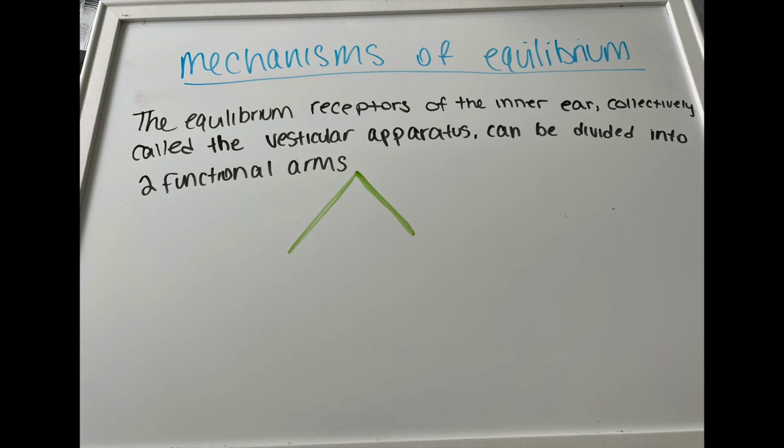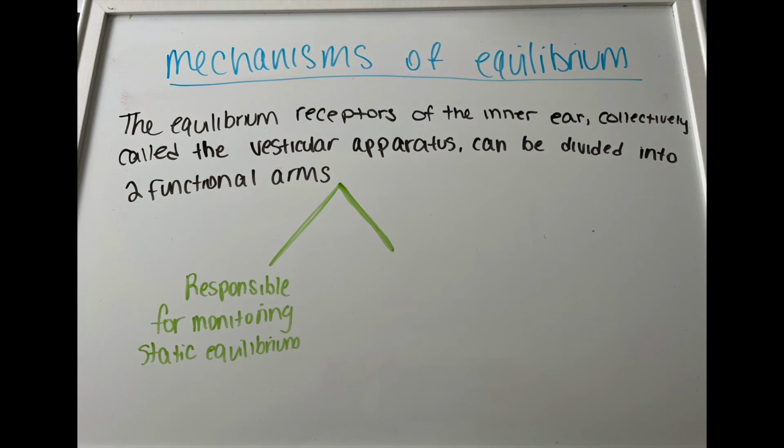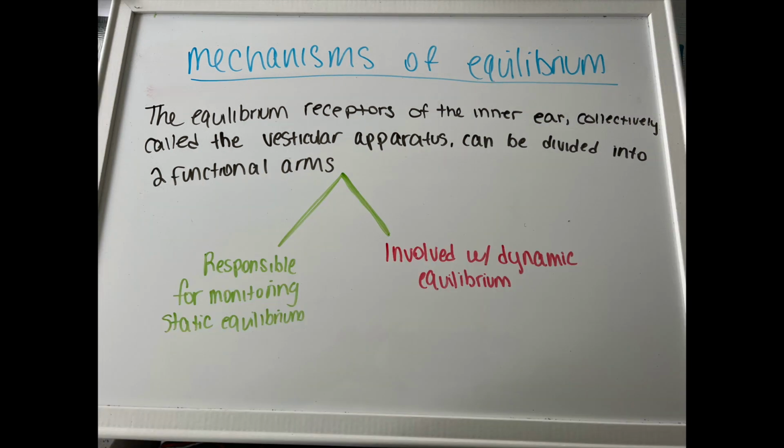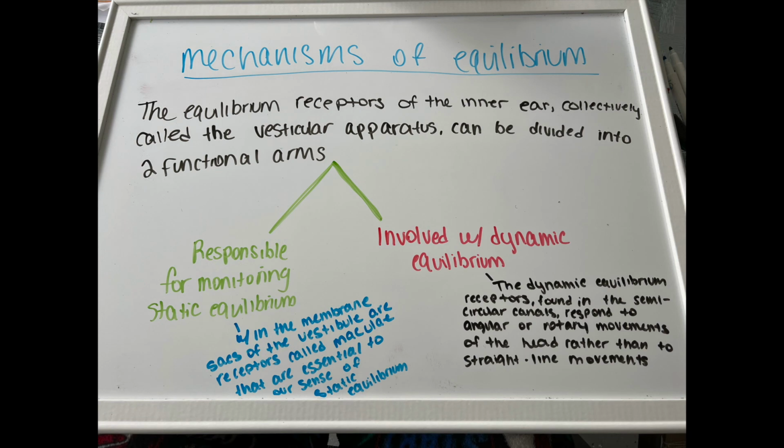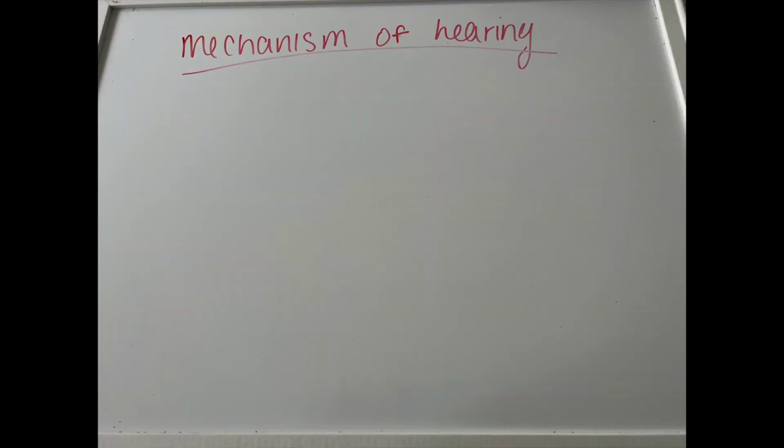Mechanisms of equilibrium. The equilibrium receptors of the inner ear, collectively called the vestibular apparatus, can be divided into two functional arms. One arm is responsible for monitoring static equilibrium, and the other is involved with dynamic equilibrium. Within the membrane sacs of the vestibule are receptors called maculae that are essential to our sense of static equilibrium. The dynamic equilibrium receptors found in the semicircular canals respond to angular or rotary movements of the head rather than straight-line movements.